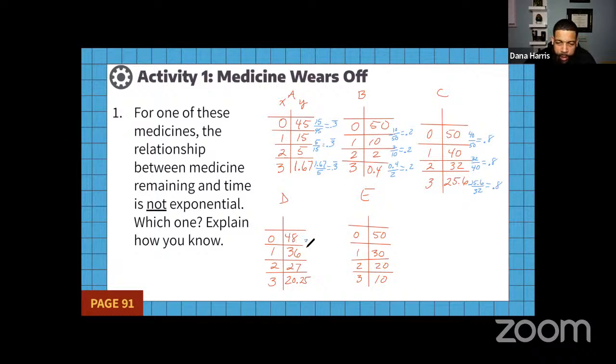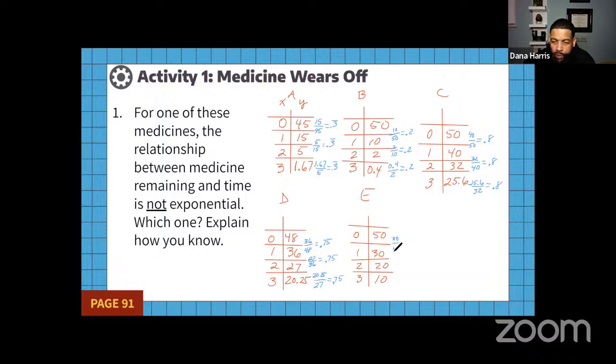Here, same thing, 36 over 48. 27 over 36, and then 20.25 over 27, and we got to see what these equal. So 36 out of 48 is 3/4, so 0.75, 0.75, and 0.75. So that's the common factor.